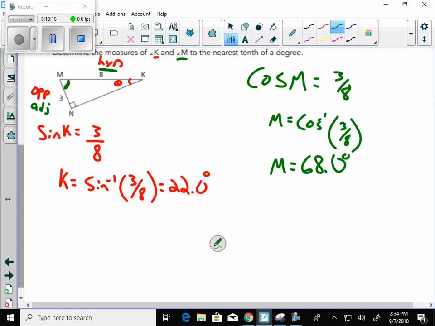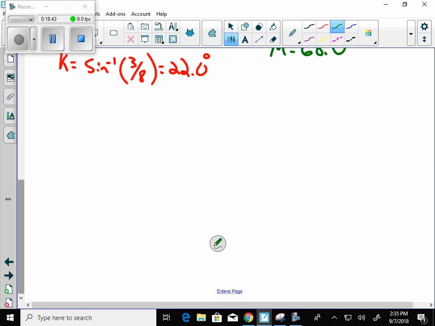All right, 68 degrees. Check this out. What's 22 plus 68? 90. Boom. And what do those 2 angles of this triangle have to add up to? These 2 alone have to add up to 90 because the right angle is 90 already. All right, let's do one more together.